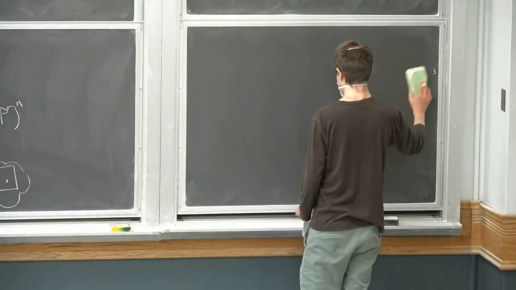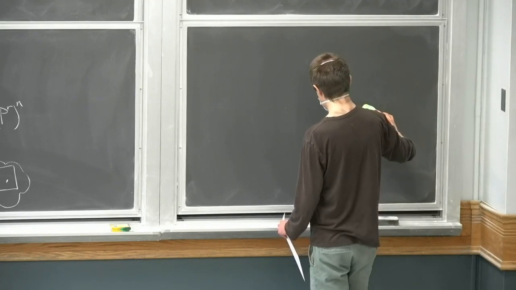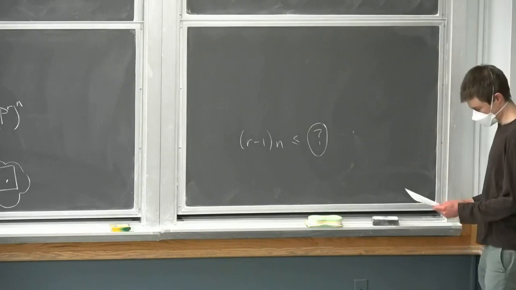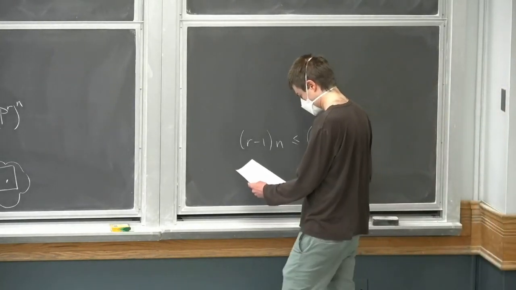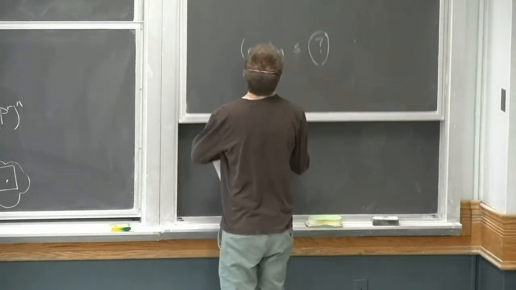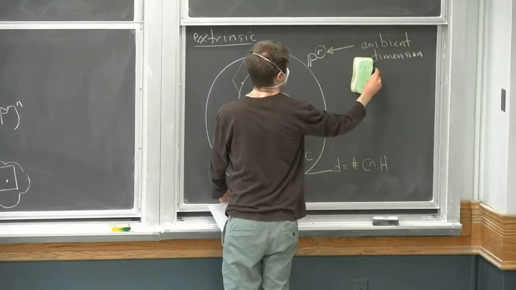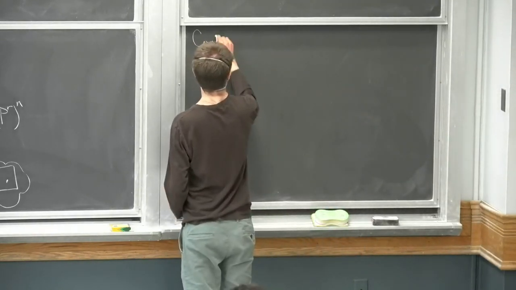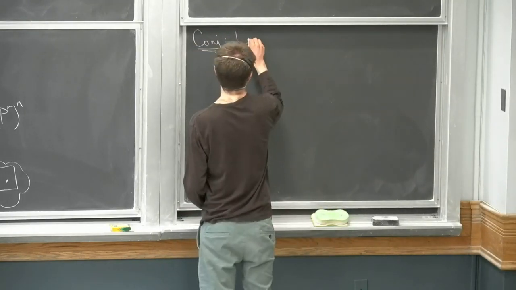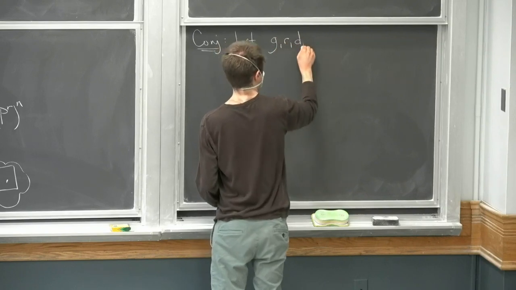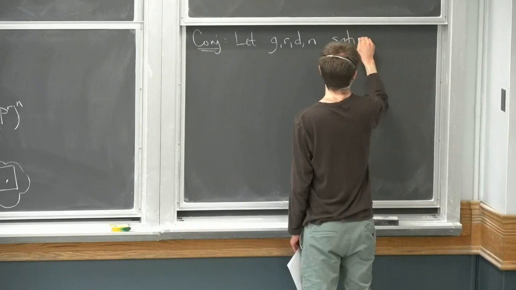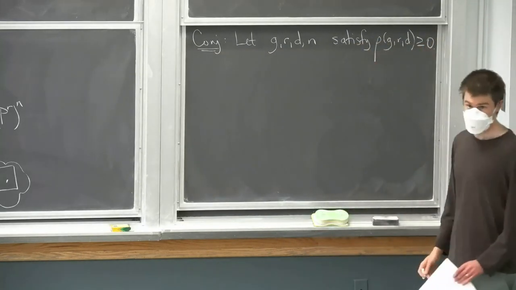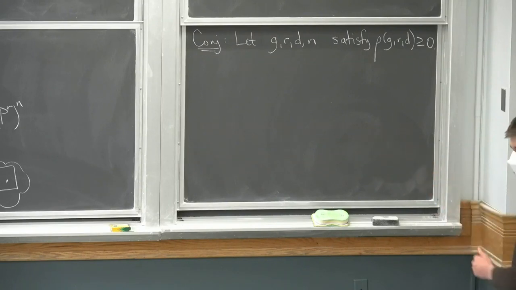Not what I should have erased. Okay, well, here we had this equation, right? The basic conjecture you might make is, suppose we have integers g, r, d, and n, where rho is non-negative. That's the condition that's necessary for this Brill-Noether component to exist.